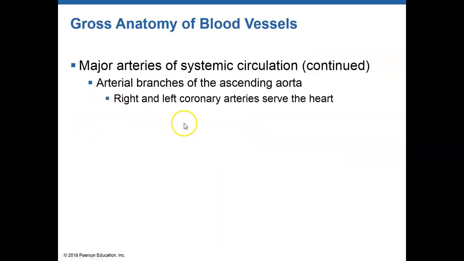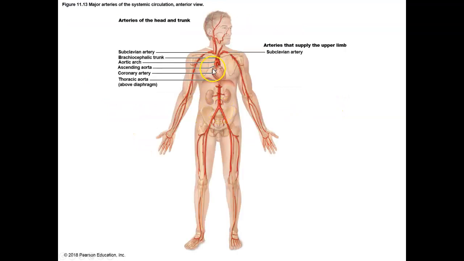So branching off the aorta, the first branch is the right and left coronary arteries. These serve the heart. They allow the heart to actually get its nutrients. It's a hard picture to see, but you can see the coronary artery coming off right here. And there's a right and a left coronary artery that help to feed the entire heart, okay?